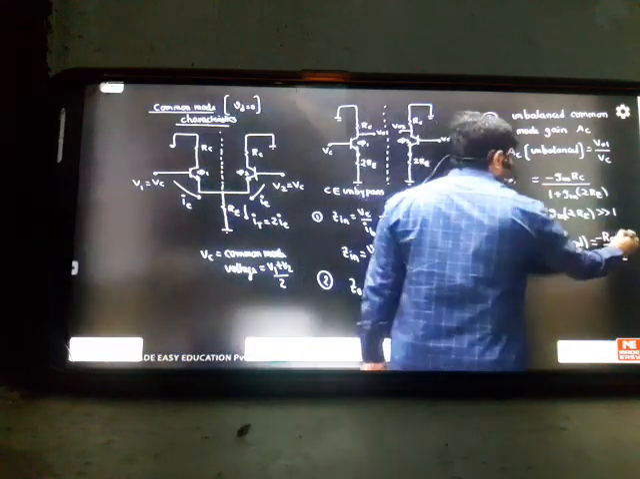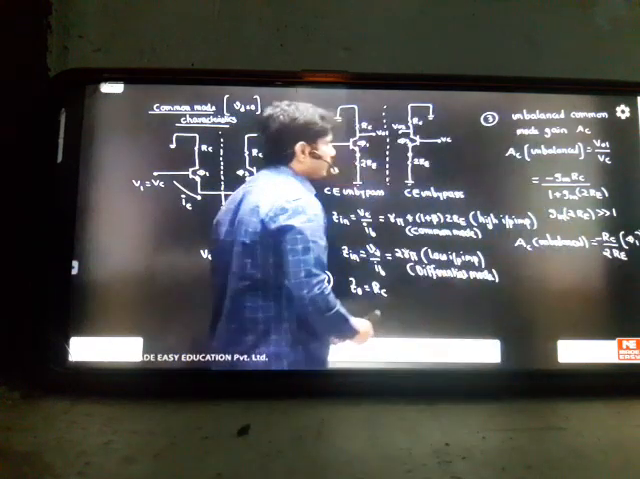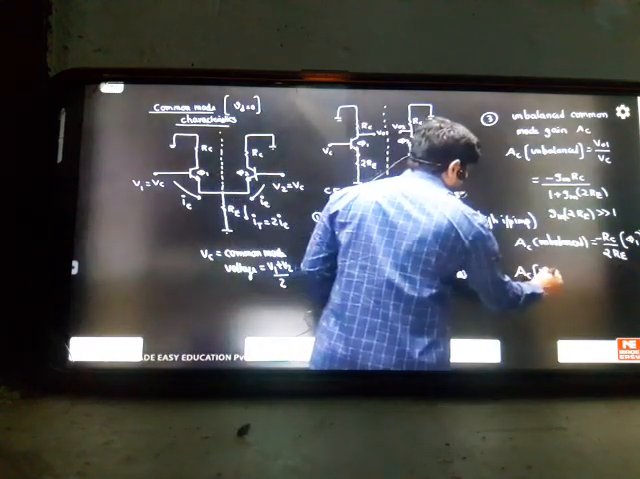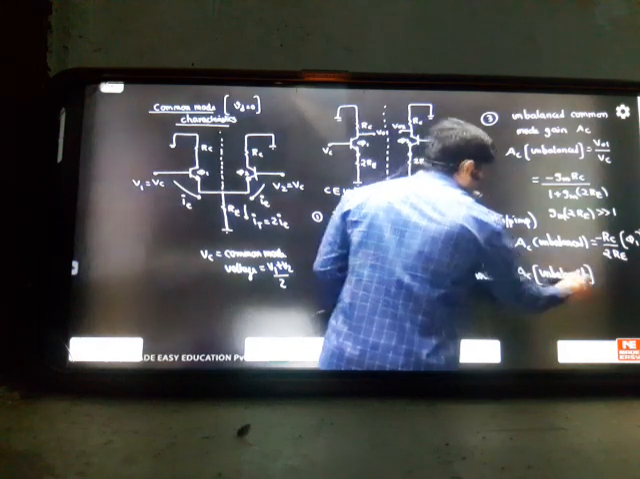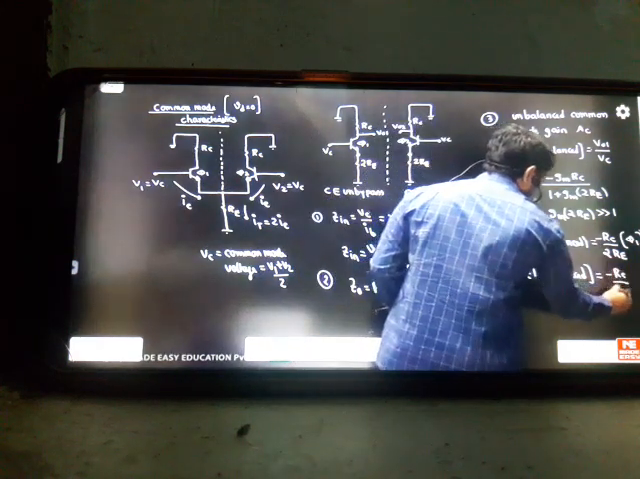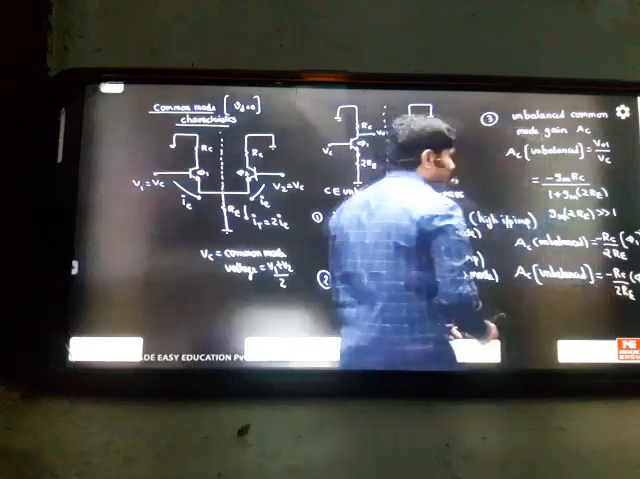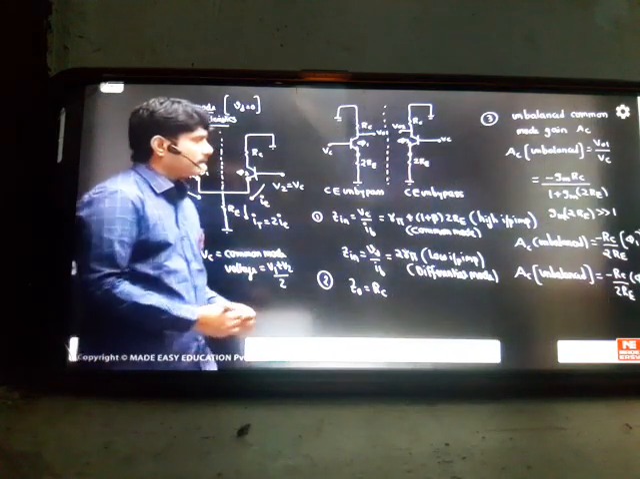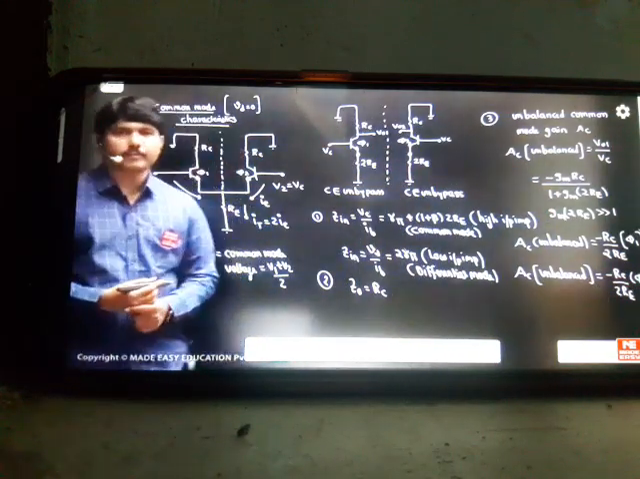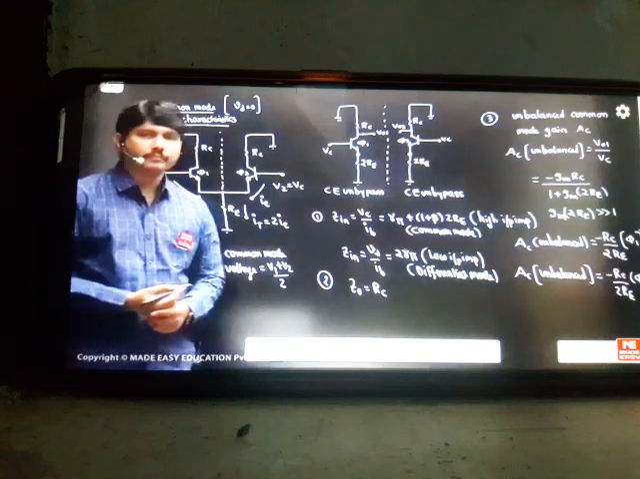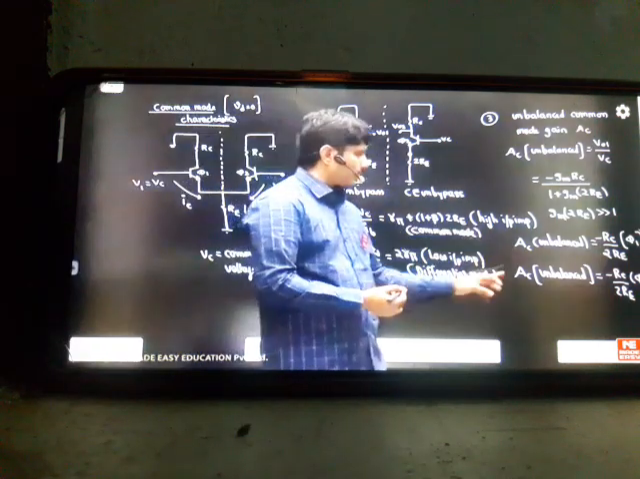So this is for Q1, suppose. But if I want it for Q2, the AC unbalanced gain, for the Q2 transistor also we are getting the same answer: minus Rc by 2 Re. This is for the Q2 transistor. Can you see, both are giving a similar answer because it's a symmetrical circuit with symmetrical input. If both inputs are the same, your unbalanced gains will be the same. You take Q1, same answer; Q2 also same answer.